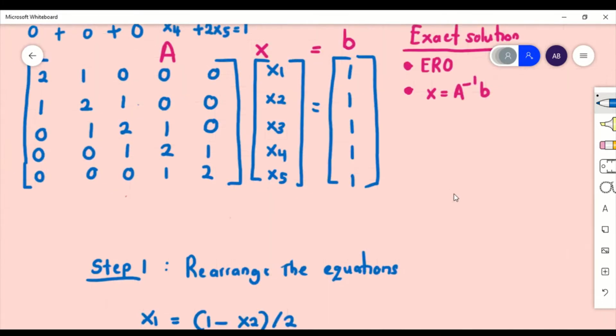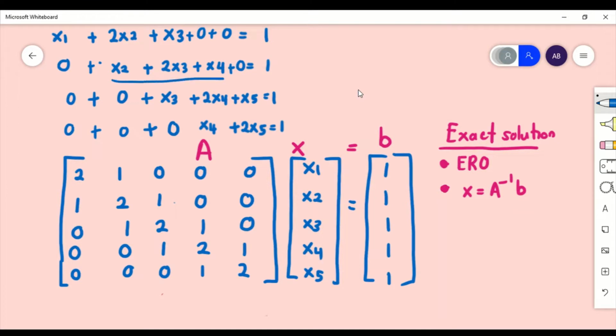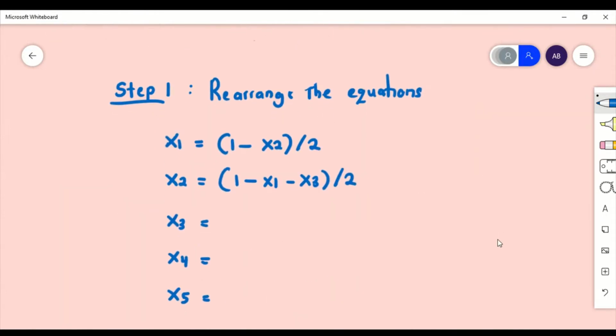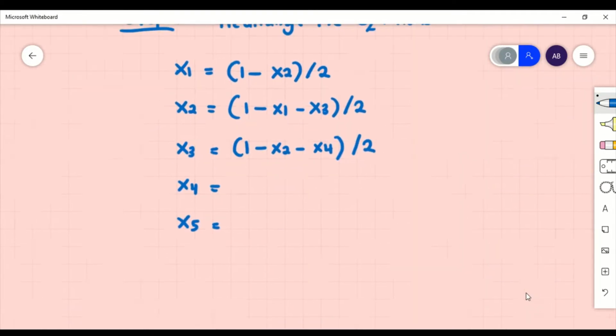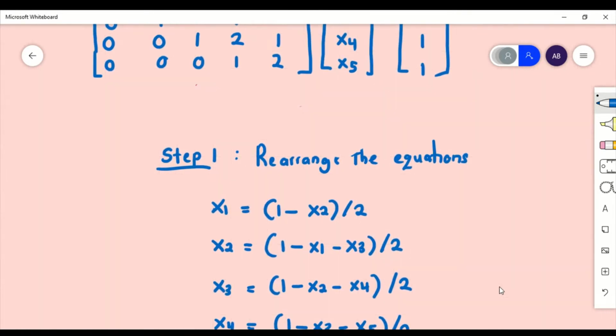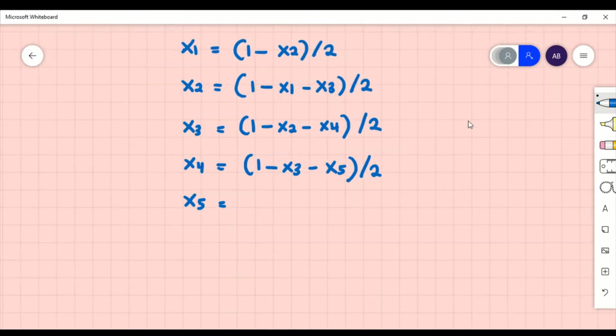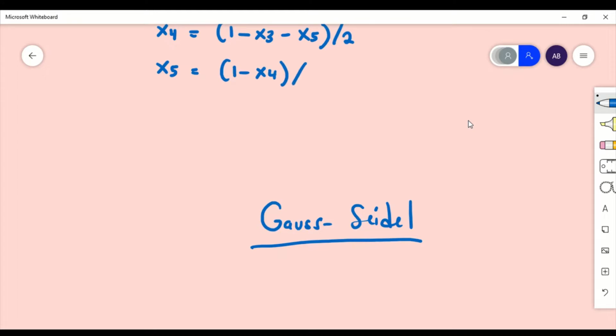And then look at x3. I have x3 equals (1 minus x2 minus x4) divided by 2. And then we're going to look at x4. We write it in terms of the others, so I have x4 equals (1 minus x3 minus x5) divided by 2. And lastly, the last one is x5 equals (1 minus x4) divided by 2.